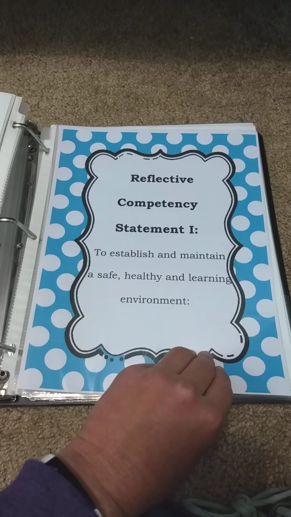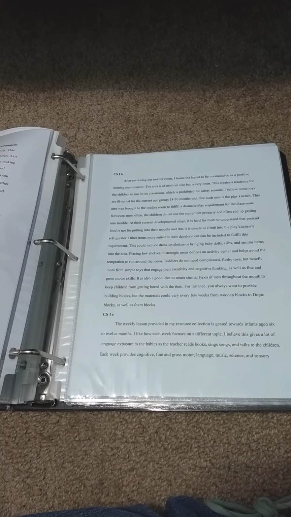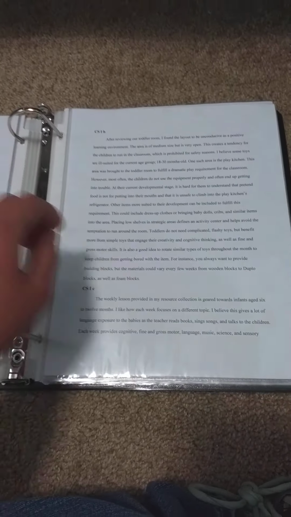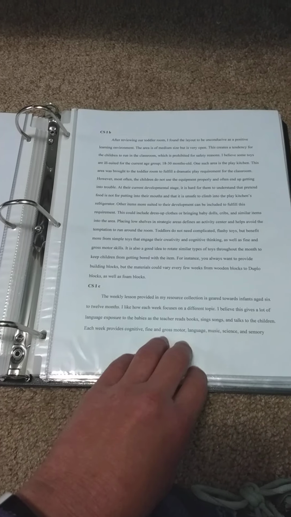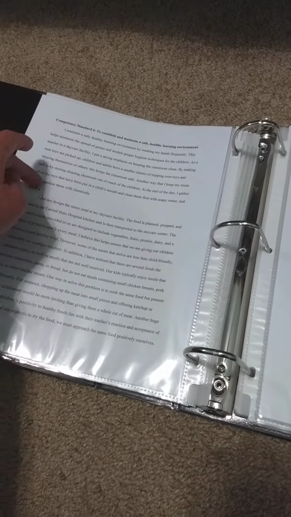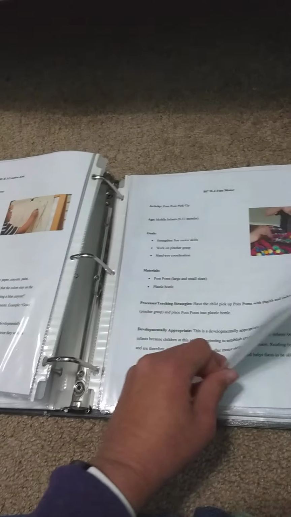Then we have the reflective competency statement 1, which is to establish and maintain a safe, healthy, and learning environment. And this competency statement basically, of course it's in the CDA book where it tells you what you need to write about, but you have your introduction paragraph, and then it follows with the CS1A, CS1B, CS1C, and then we move on to the CS2 resource collection items, which was when you had to come up with 9 activities that cover various areas of learning. So there's 9 of those.